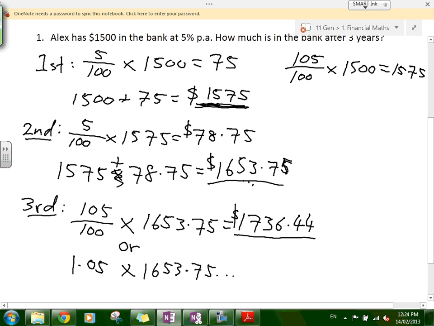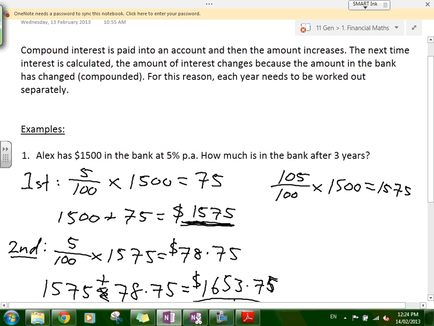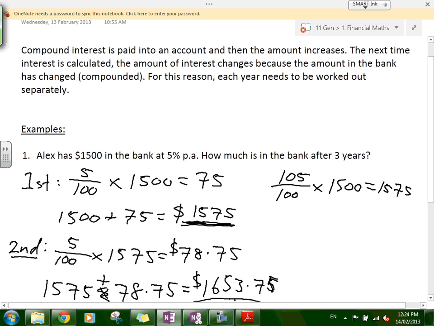After the first year, it's this much. Second year, this. So what you're doing, you can't do it all at once. You have to take a new amount and do it again and do it again. Any questions? Yeah, so you can actually do it over and over.